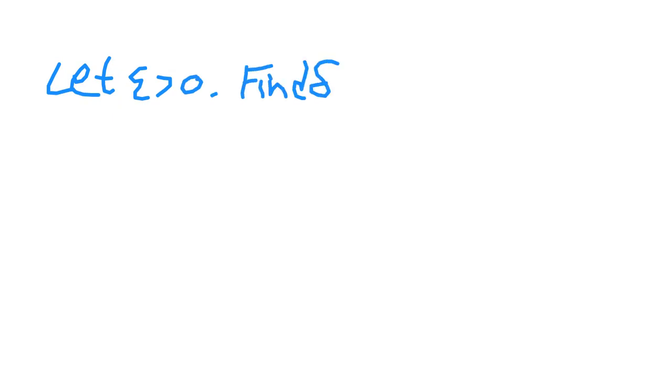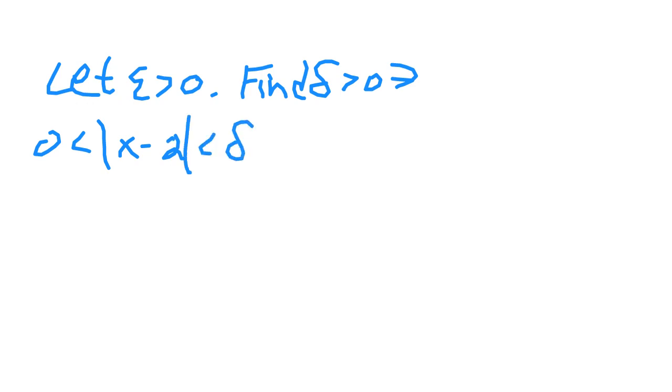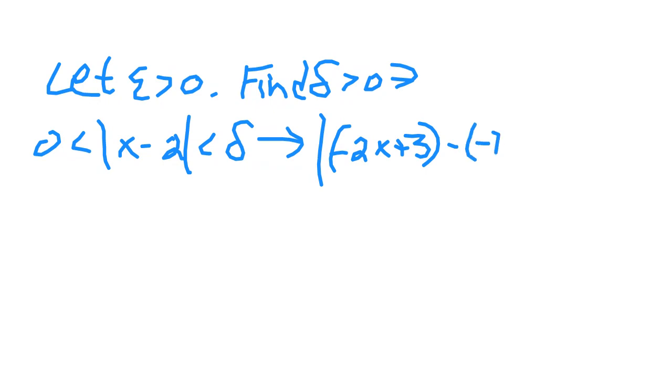So let epsilon be greater than 0. We need to find a delta greater than 0 such that 0 is less than the absolute value of x minus a, in this case x minus 2, is less than delta, would imply or guarantee that the absolute value of f of x, which is minus 2x plus 3, minus L, in this case minus 1, is less than epsilon.